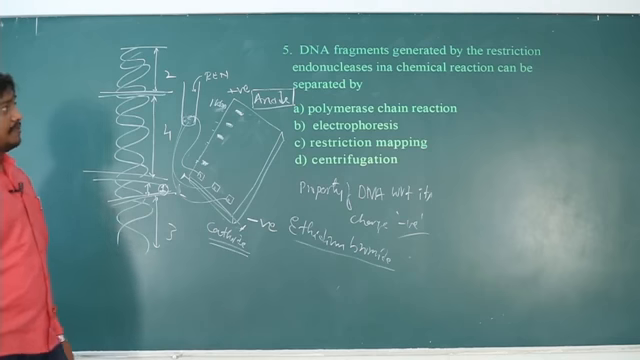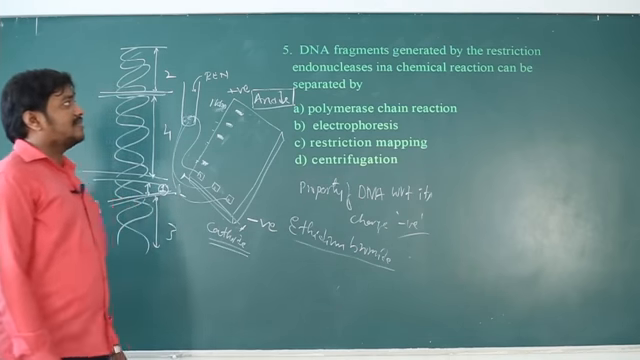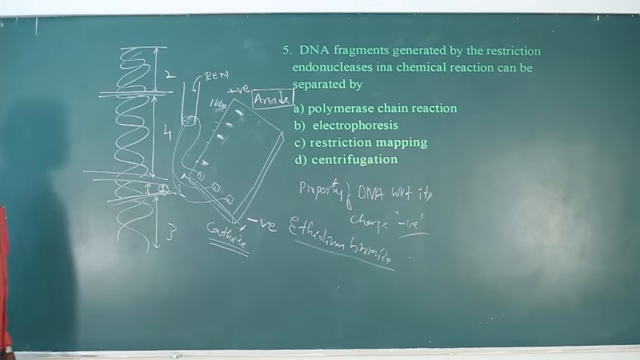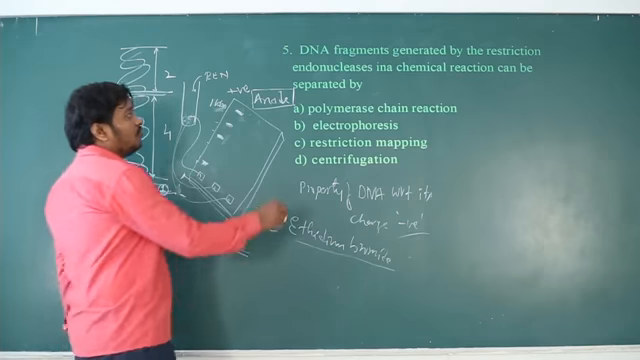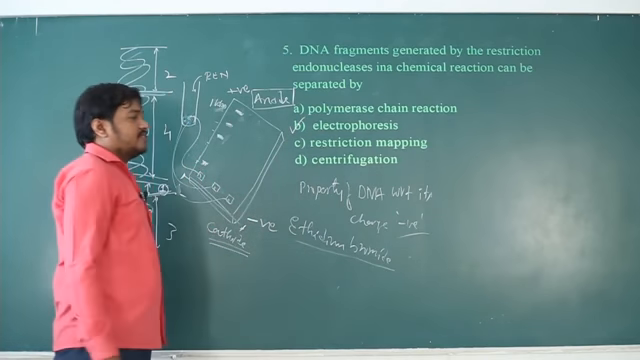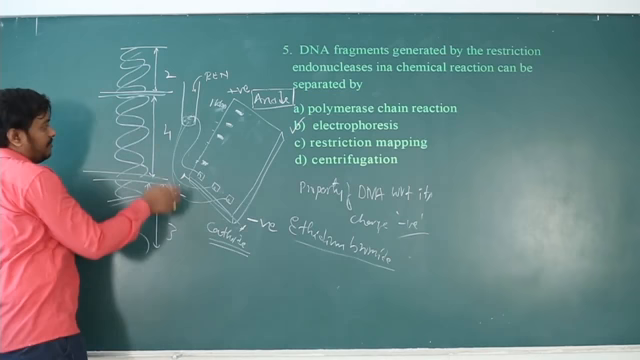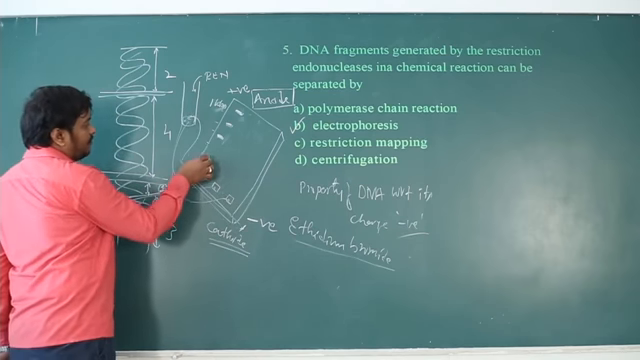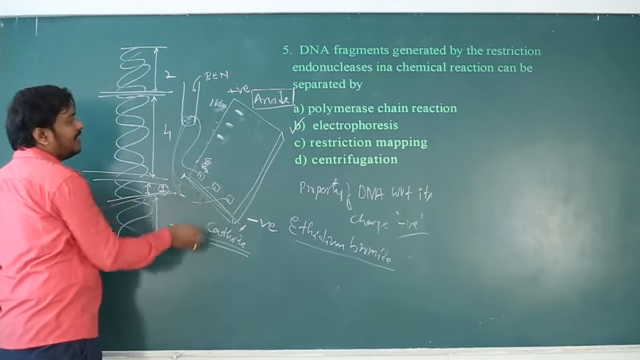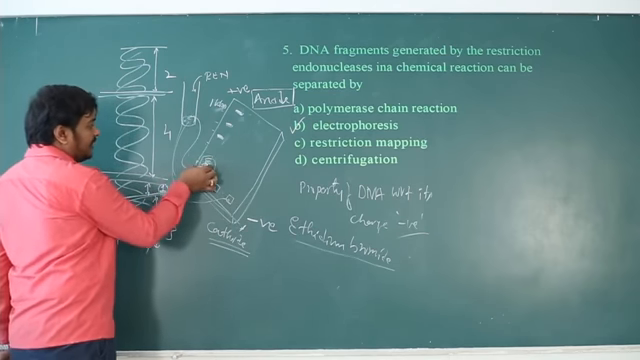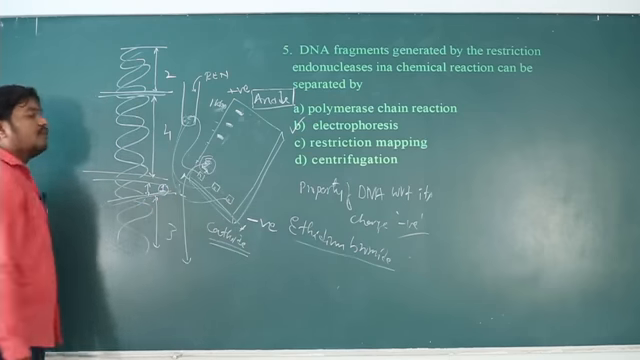The fragments generated by the restriction endonuclease in a chemical reaction can be separated by electrophoresis. Electrophoresis is the technique by which you can separate the DNA. Suppose we need this fourth fragment, then we can remove it and isolate it in the purest form.